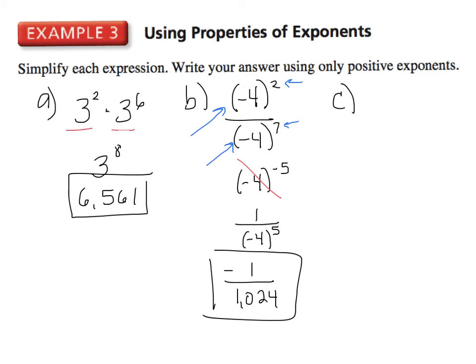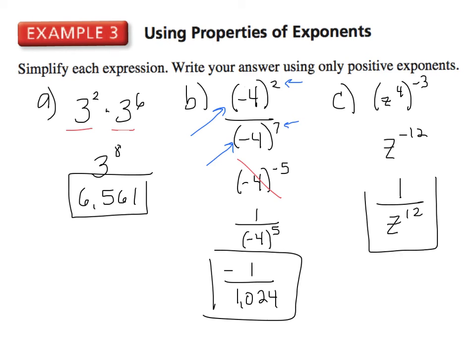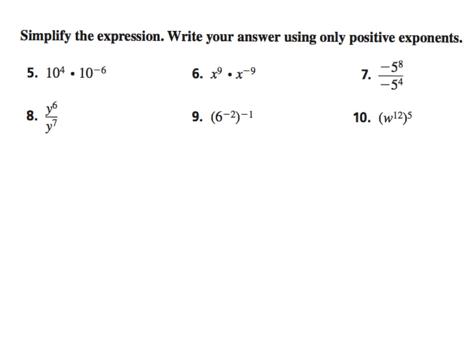C, z to the 4th to the negative 3. I have one base and a power to a power, so that becomes z to the negative 12th, which we cannot have. We have to take the reciprocal of z to the 12th, so I get 1 divided by z to the 12th as my final answer. If you'd like to pause the video and try these yourself, you may.